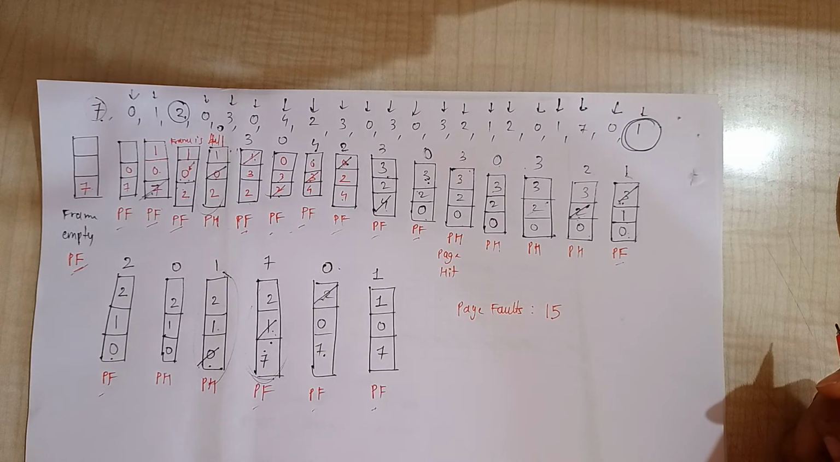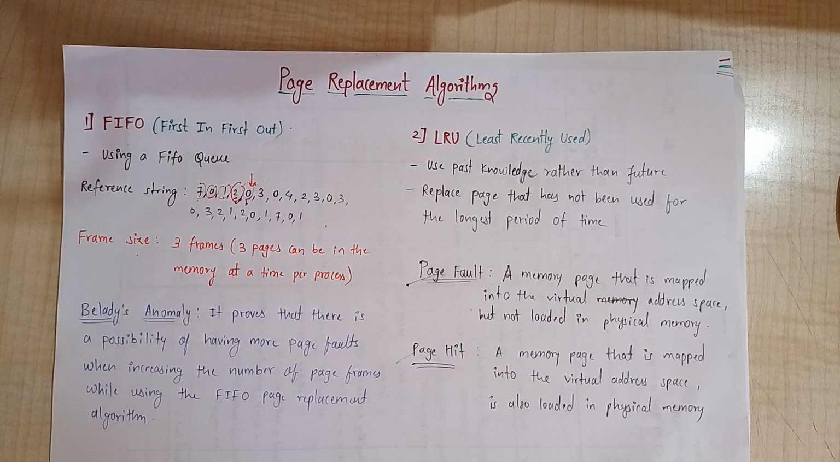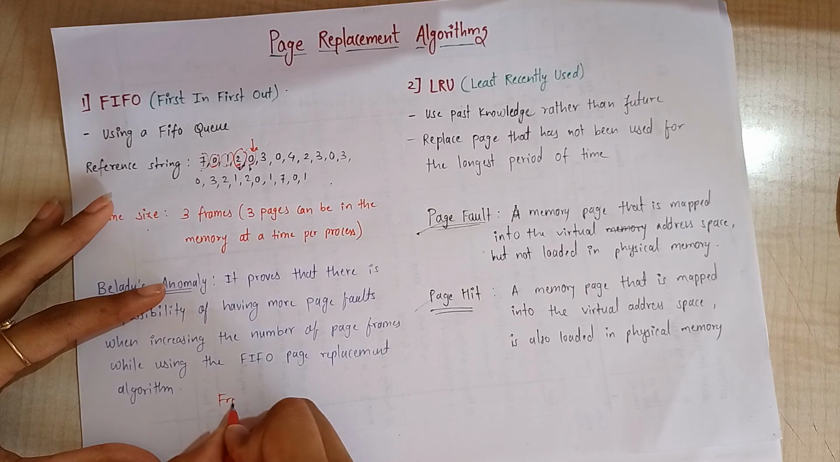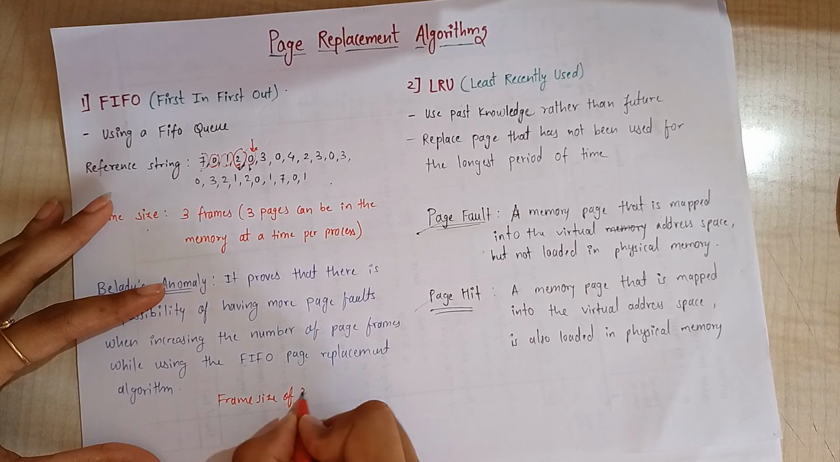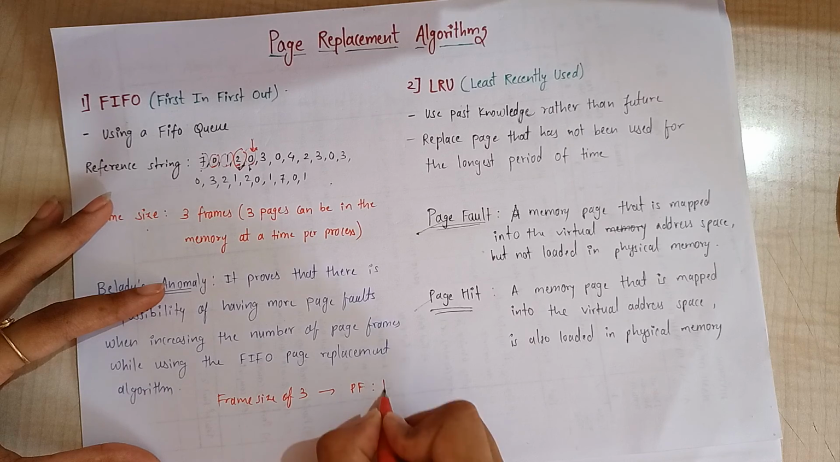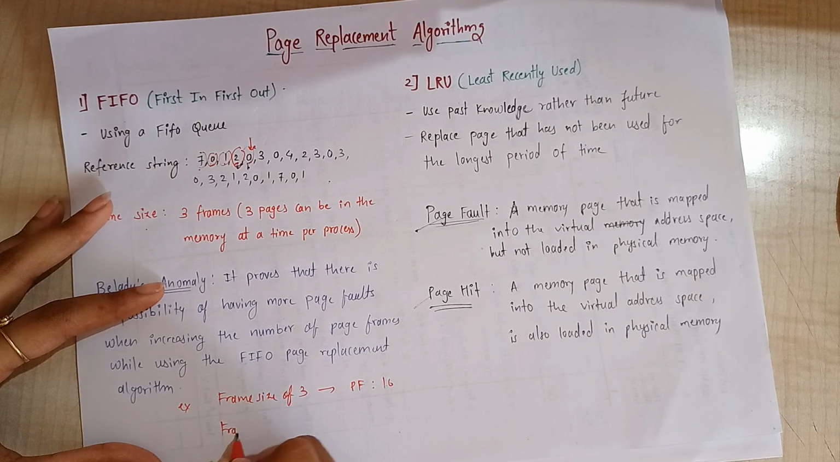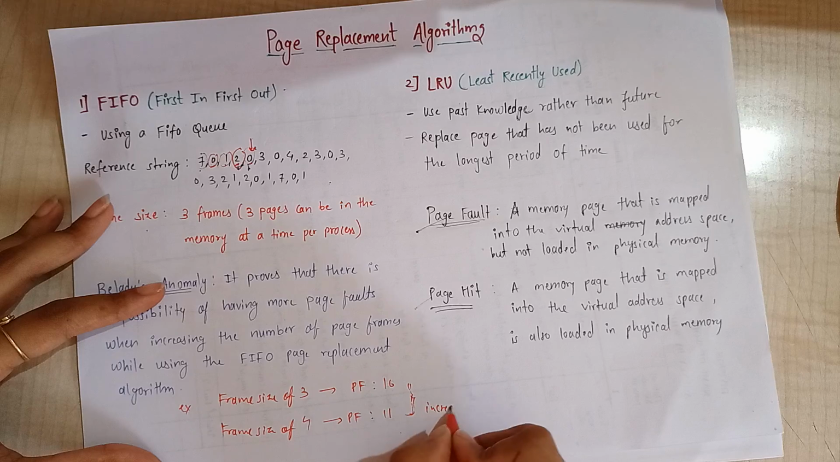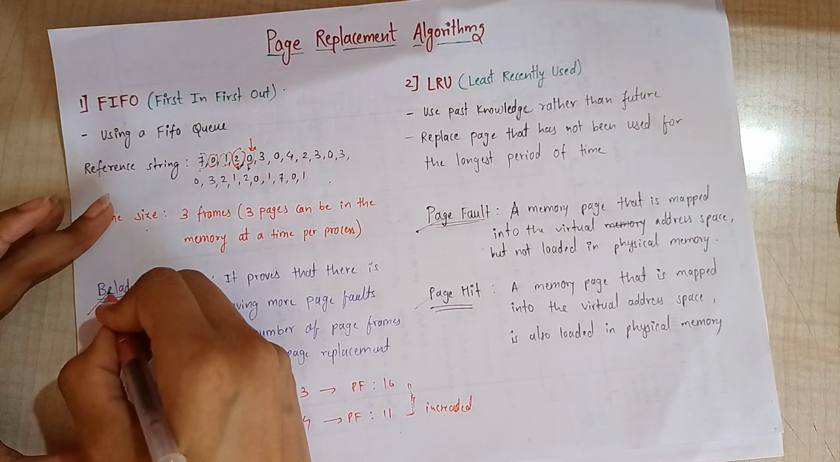I forgot to mention there is one more important point, that is Belady's anomaly. It proves that there is a possibility of having more page faults when increasing the number of page frames while using the FIFO page replacement algorithm. It means that, for example, for a frame size of 3, the page faults are 10, for example, and the frame size of 4 is having page faults 11. So this is nothing but these have increased. So this is the Belady's anomaly.